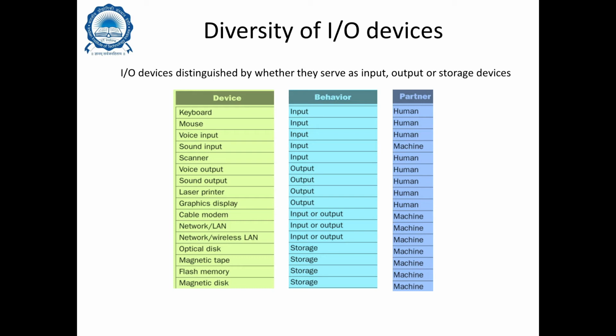Cable modem, you don't need a human here, so it's both input and output, because it is performing both the modulation and the demodulation of signals. So it's an input output device, and the partnering device is a machine. Network LAN is input output, and it's a machine. Optical disc is a storage, magnetic tape is a storage, flash memory is a storage, and magnetic disc is also a storage. So these are all storage behavior based systems, and the partnering device is again a machine.